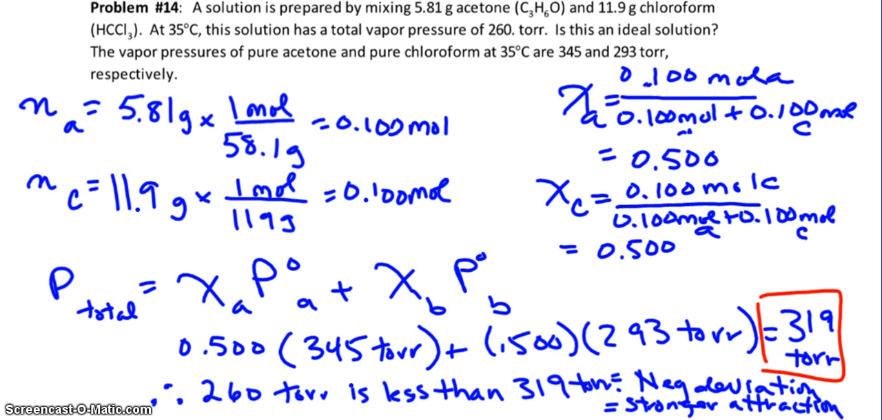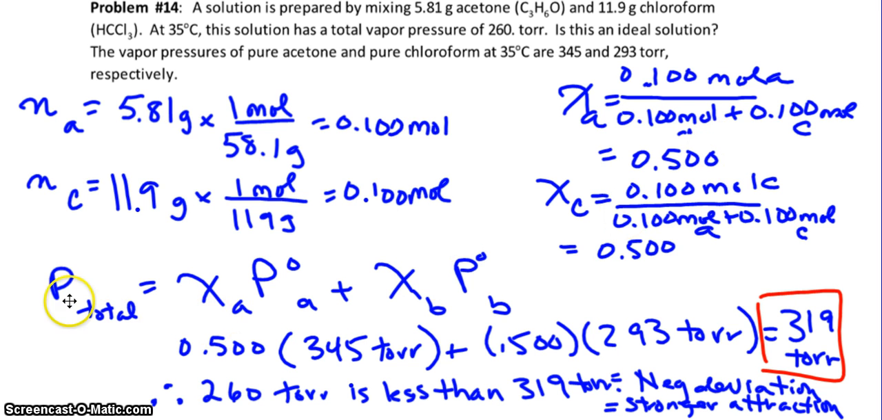The first thing I found were the moles of acetone and the moles of chloroform. They made the math really easy for you. I hope you noticed that. You got 0.100 moles, using correct sig figs, for each. Therefore, the mole fraction is actually 0.500 for each of them. You have an equal amount of moles, so the mole fraction is basically 50-50.